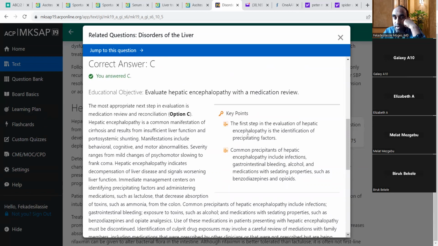The first step in the evaluation of hepatic encephalopathy is identification of precipitating factors. Common precipitants are infection, GI bleeding, and alcohol use, none of which seem present here; historically there is none, and he is abstinent. Medications with sedating properties such as benzodiazepines and opioid analgesics, like diazepam, alprazolam, short-acting benzodiazepines and any opioid medications or narcotics, depress your mentation. That is very important.